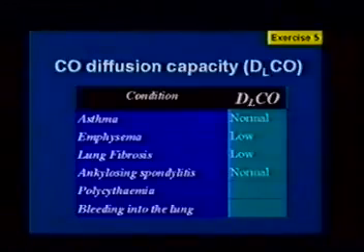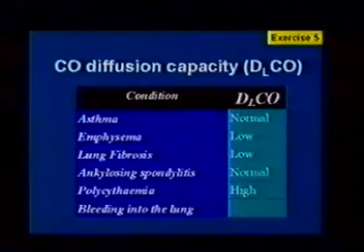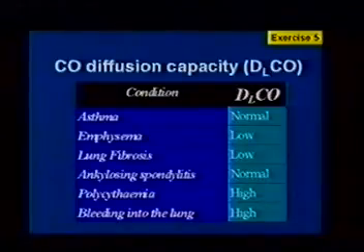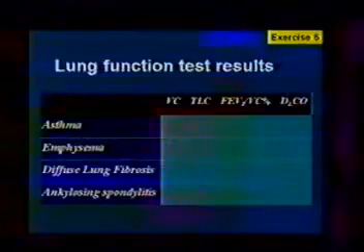In polycythemia, because of the increased hemoglobin concentration in the blood, carbon monoxide is taken up more rapidly and more readily, and therefore carbon monoxide diffusion capacity is in fact increased. When there's bleeding into the lung also, because of the blood inside the lung alveoli, it takes up the carbon monoxide, and is another cause of increased carbon monoxide diffusion capacity.